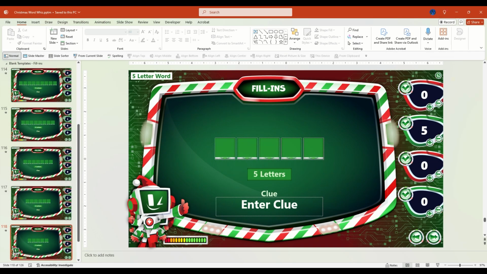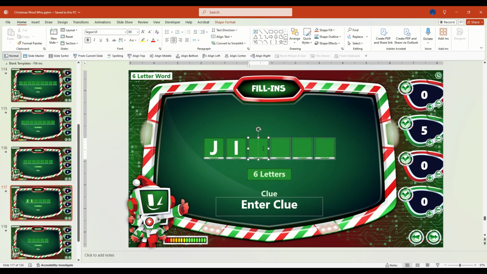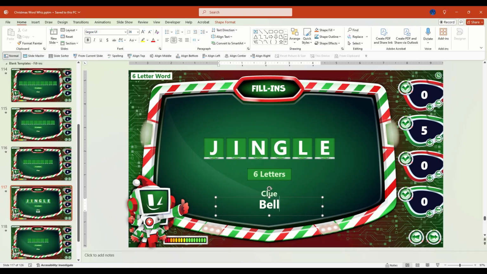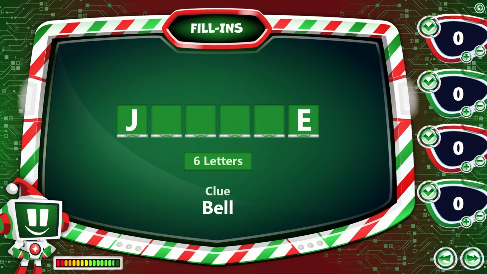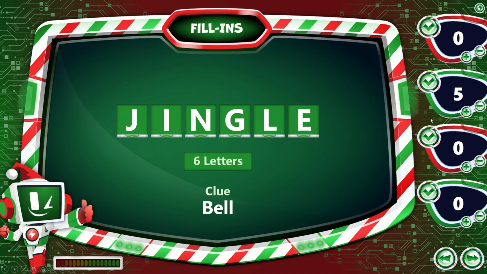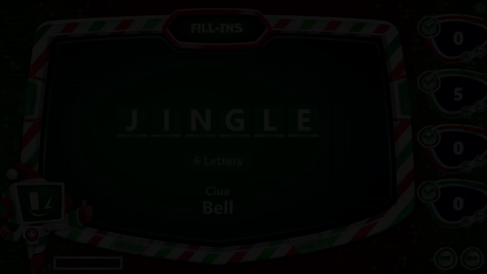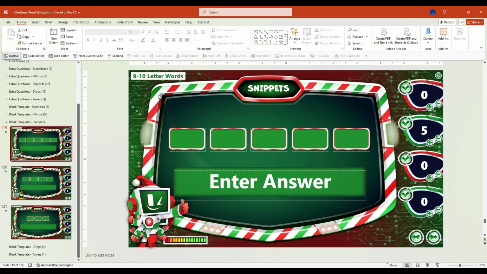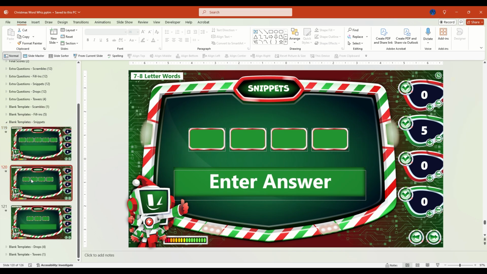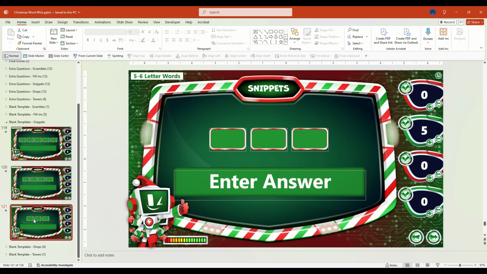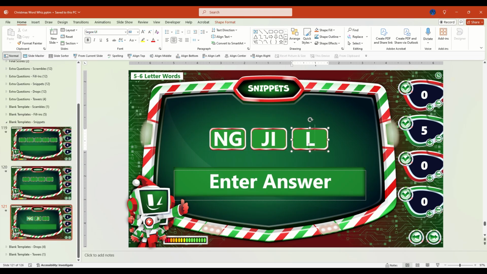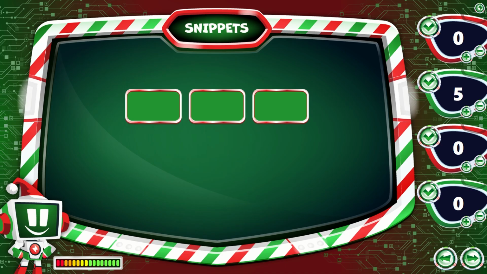For round 2, there are 5 templates for 5, 6, 7, 8, or 9-letter words. To update the template, type one letter in each text box and then enter the clue. If we play the slideshow, you can see the first and last letter shows up along with the clue, and then all the letters show at the end. For round 3, there are 3 templates, one for 9 or 10-letter words, one for 7 or 8-letter words, and one for 5 or 6-letter words. To update the template, type 1 or 2 letters in each text box. If we play the slideshow, the new snippets will show up as well as the answer I entered.